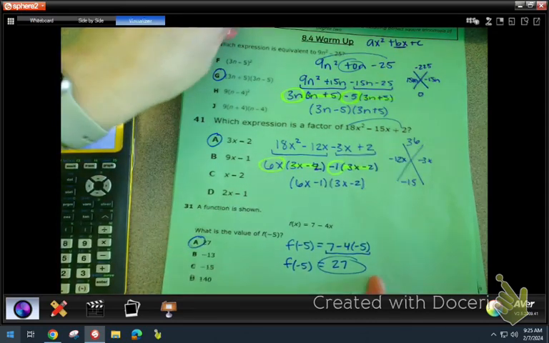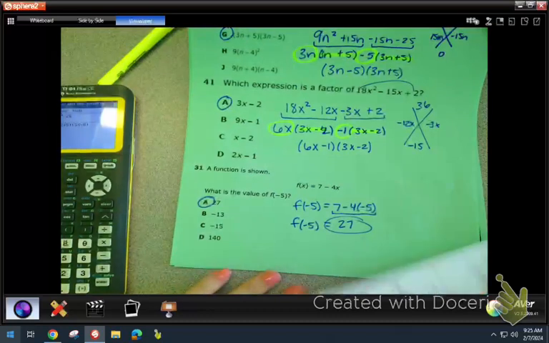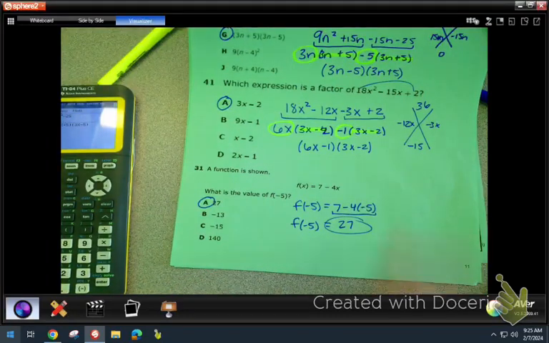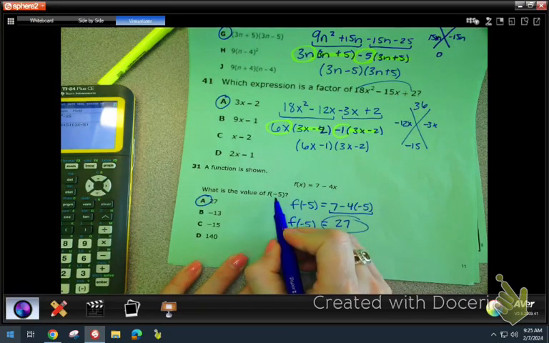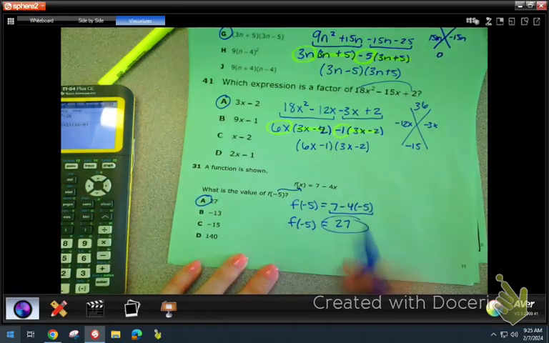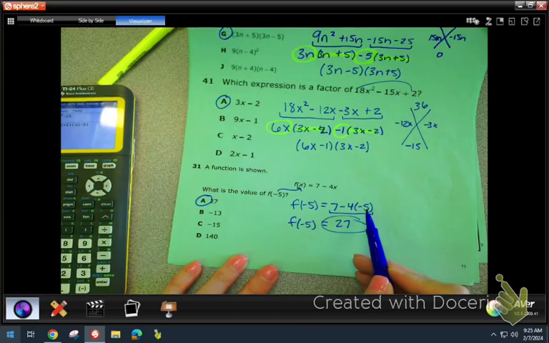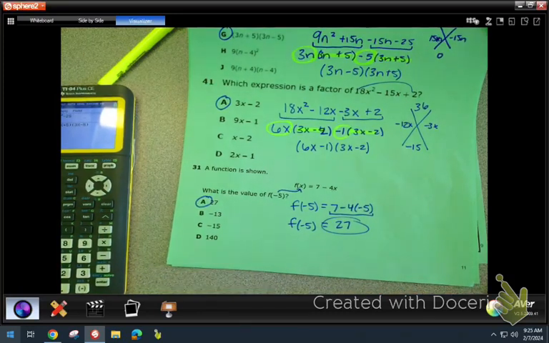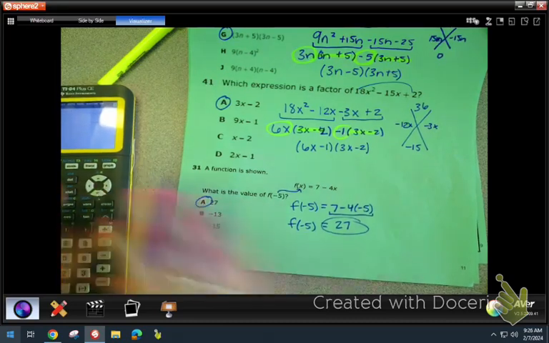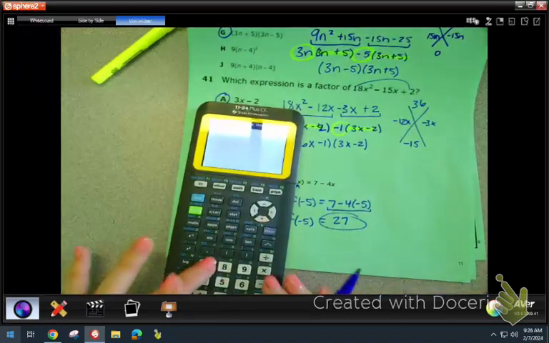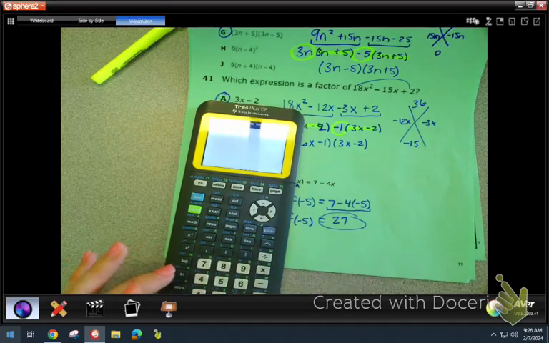31 is kind of a throwback question. I think there was one like this last warm-up, but it's just asking you to plug in a specific value for x. So I did that. I just replaced x with a -5. This won't be on your test. This is just, we try to throw some random stuff to review every once in a while. And then I just put in my calculator what I underlined. 7 minus 4 times negative 5. That gives me a value of 27.